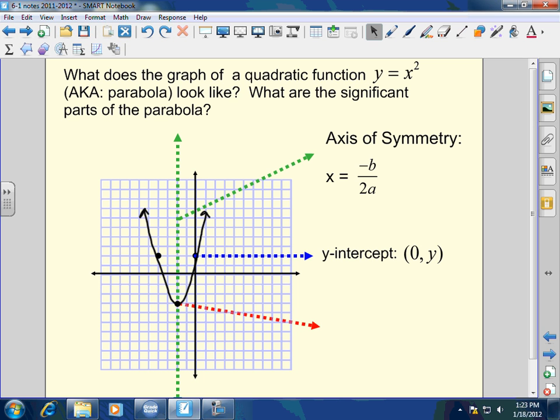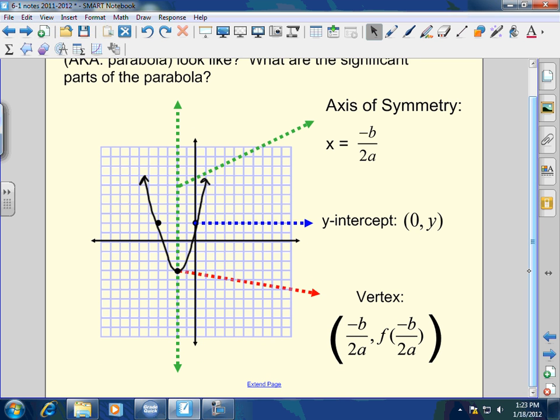What is this bad boy down here? The red. Vertex. And the vertex is found by first finding the axis of symmetry, negative b over 2a, then plugging whatever that answer was into the original function. You plug it into all the x's, and you solve for y. And that is going to give you your vertex. Yes, sir.